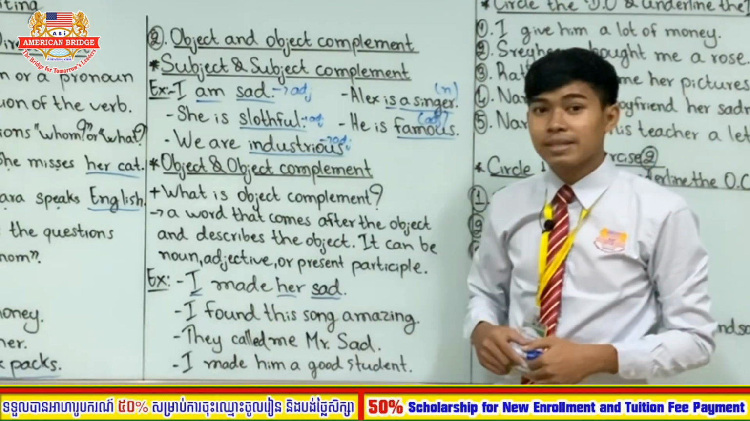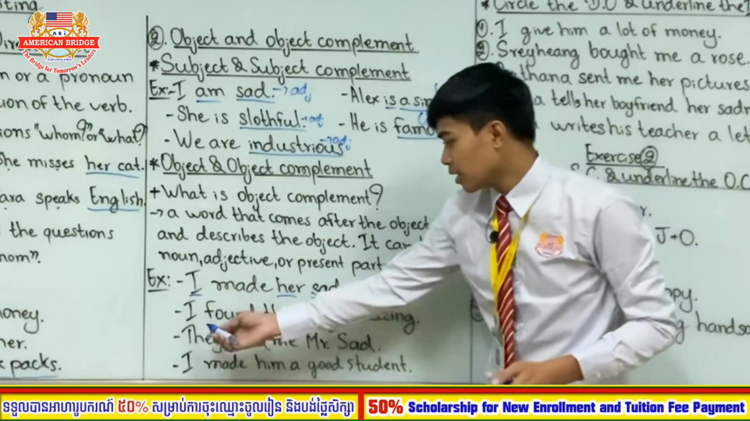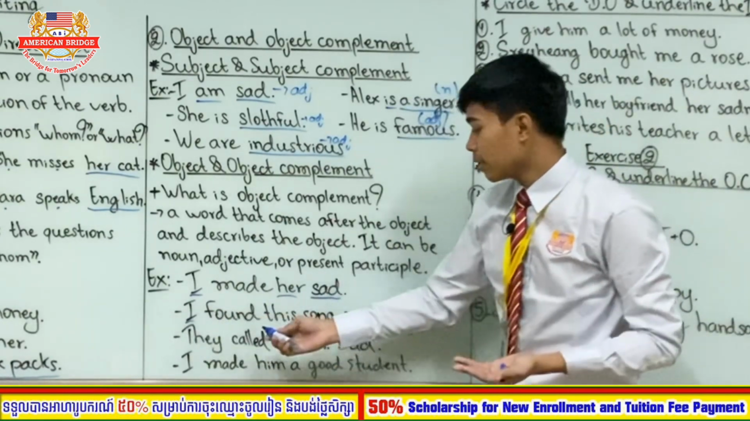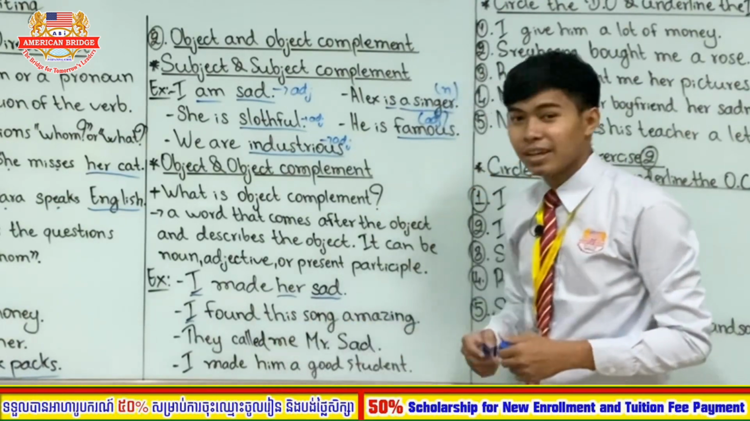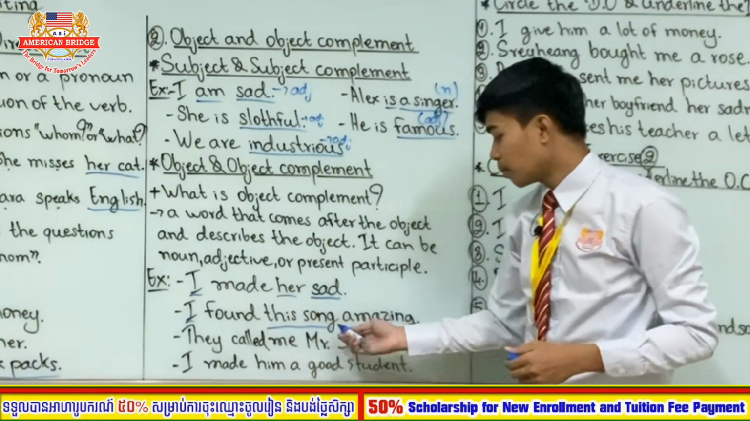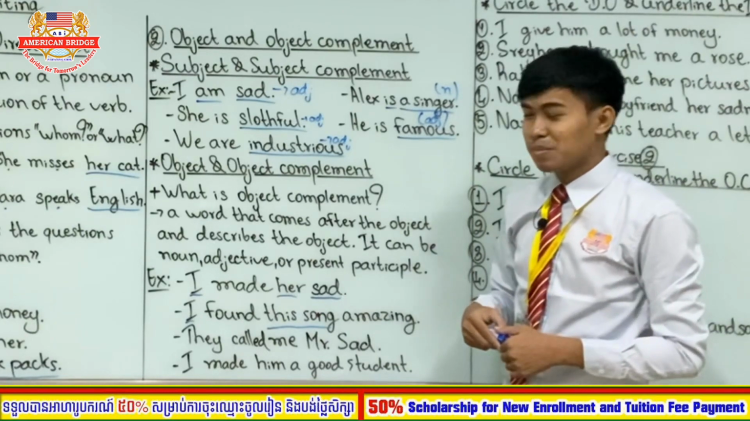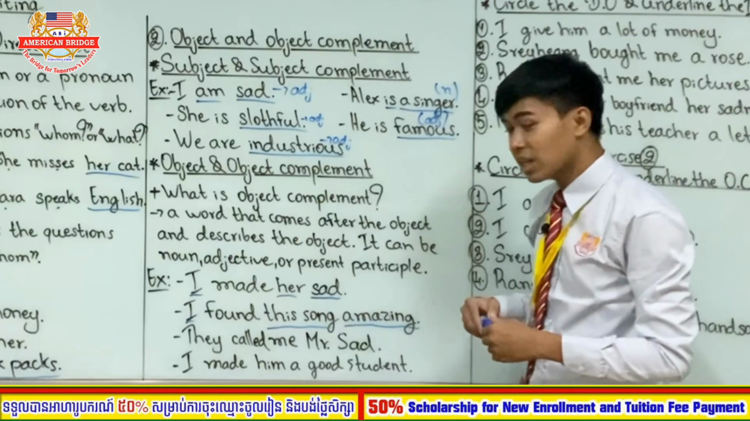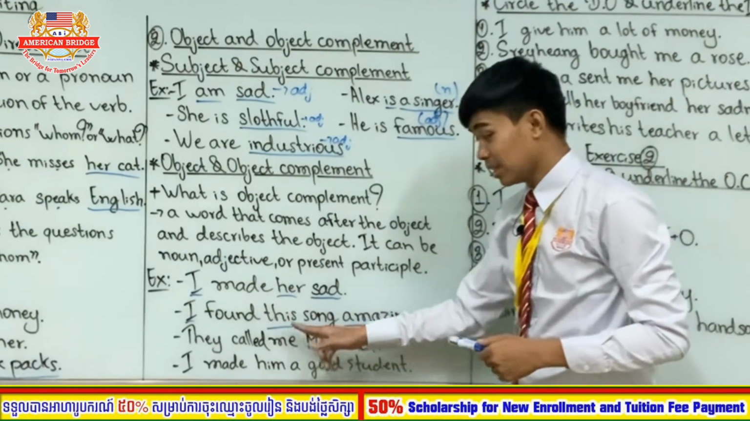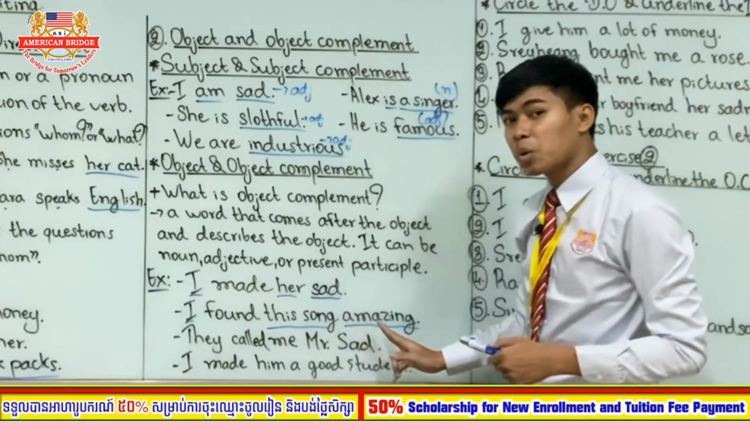So now let's identify. The subject is I, right? The verb is found. How about the object? The object is this song, right? This song here is an object. How about the object complement? The object complement here is amazing, right? Because it comes after the object this song, and it describes that object.